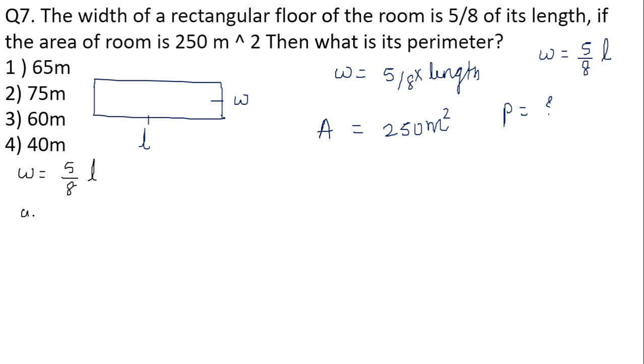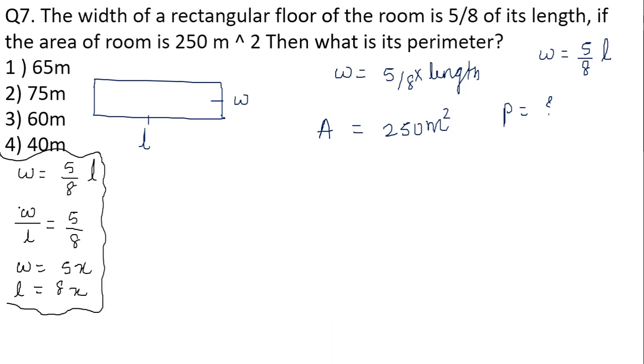So, can I write this as W upon L, that is width upon length, is equal to 5 by 8? So, can I take width as 5x and length as 8x? Yes, got it. Width is equal to 5 by 8 times L is the data given in the question. Simply, length I have taken on this side, so it will go in the denominator. So W upon L is equal to 5 by 8, so width is equal to 5x and length is equal to 8x.